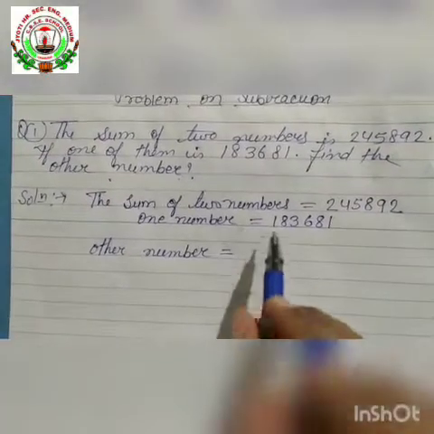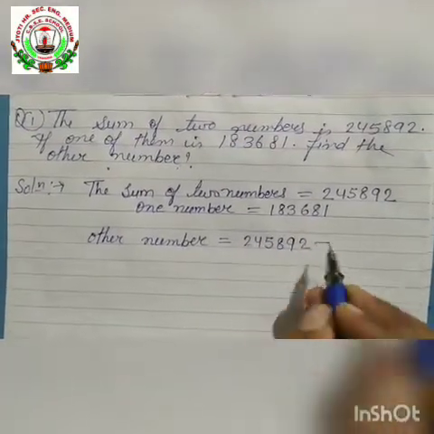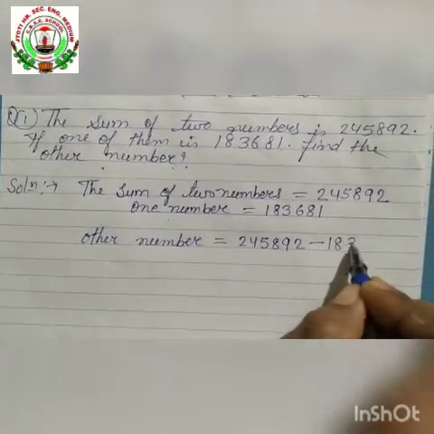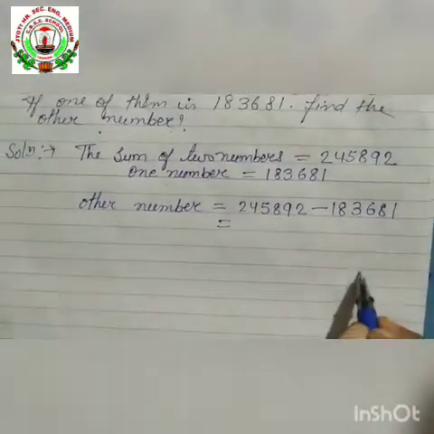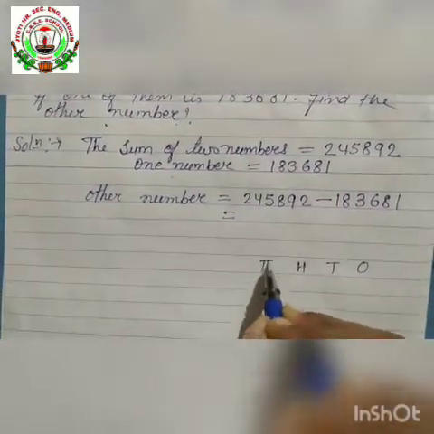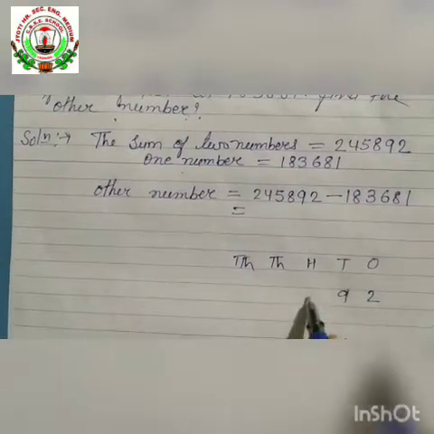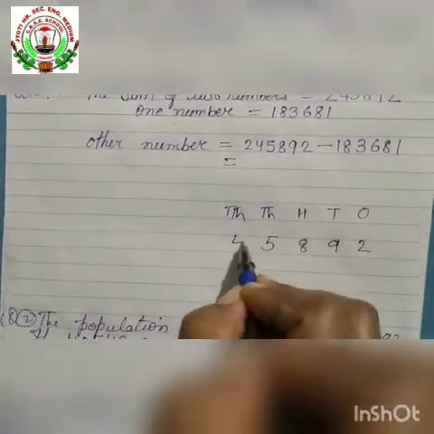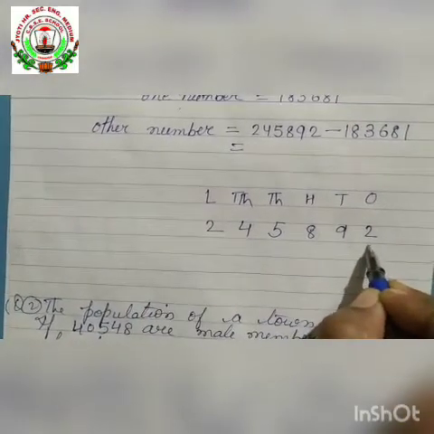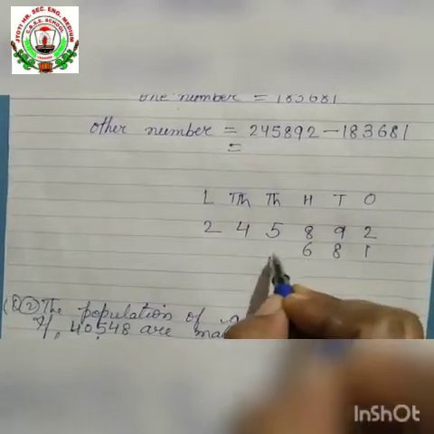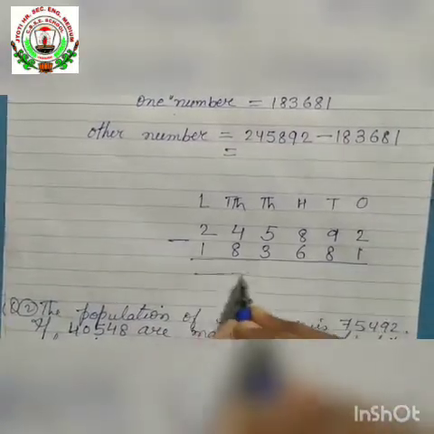is equal to the sum of the two numbers. We will write it first, as it is the greater number, and one number is given. When we subtract, we will get the other number. Ones, tens, hundreds, thousands, ten thousands. Here 2, 9, 8, 5, 4, and one more column, lakh, it is 2. Then the smaller number 1, 8, 3, 6, 8, 1. Put the minus sign and subtract it.